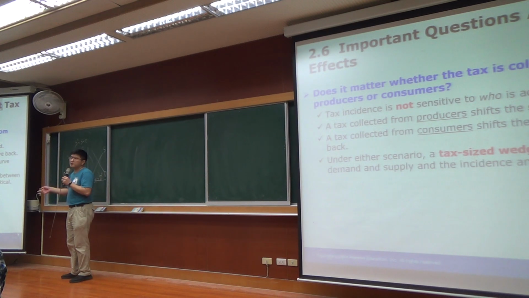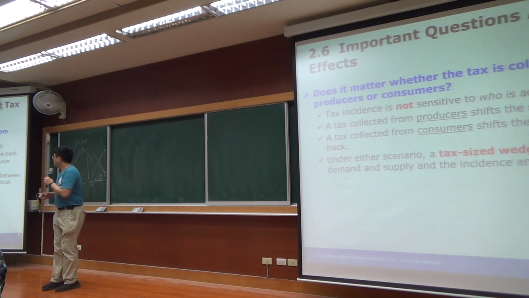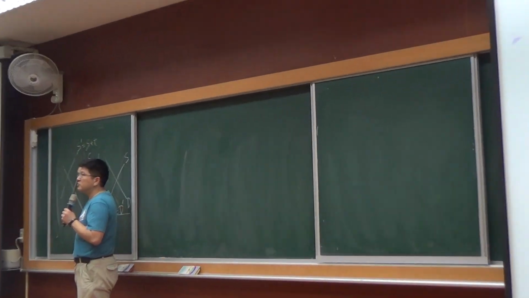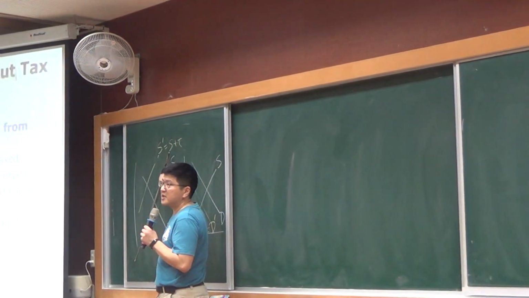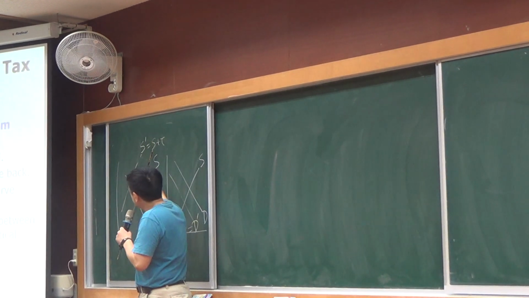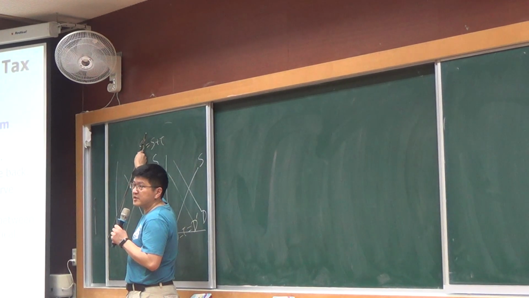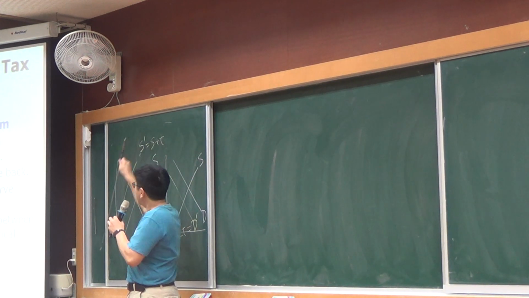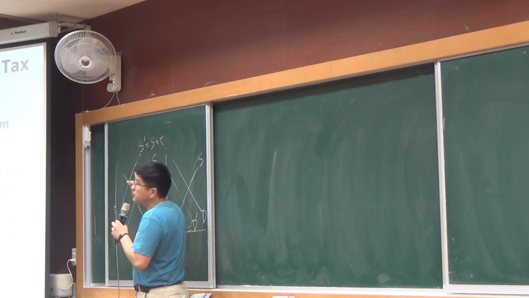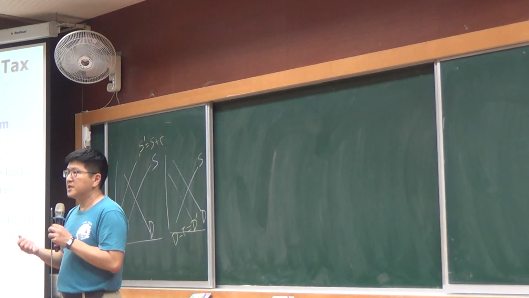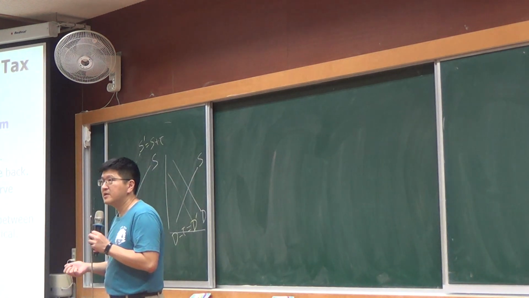So think about, if you are a producer, you are willing to sell at this level, and now you know the government is going to collect the tax from you. So you will raise your willingness to sell in advance, right? So that after the deduction of tau, you may receive what you initially want to have.